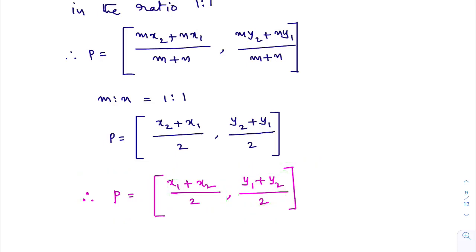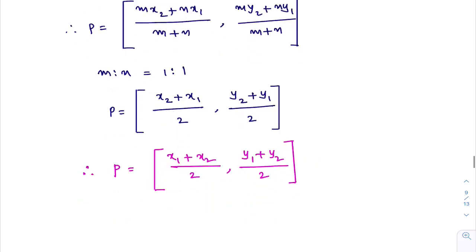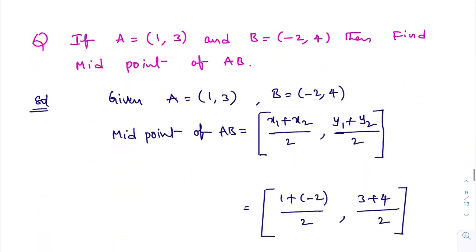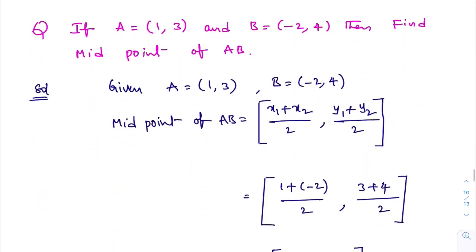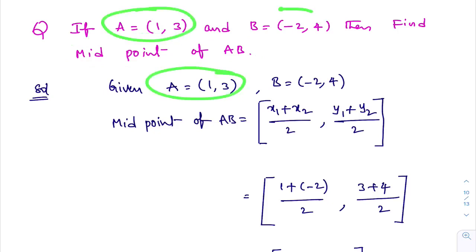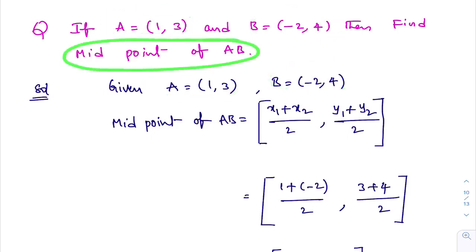Now, we will do one problem related to this formula. You see here, if A equal to (1, 3), B is (minus 2, 4), then find midpoint of AB. Okay, first I take a given point A and the given point B. What they are asking? They are asking to calculate midpoint of AB.